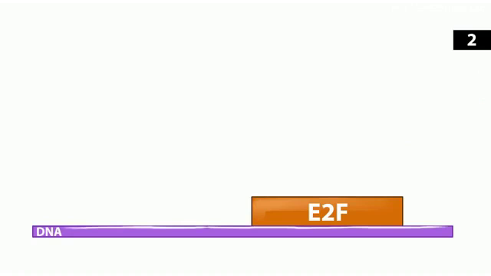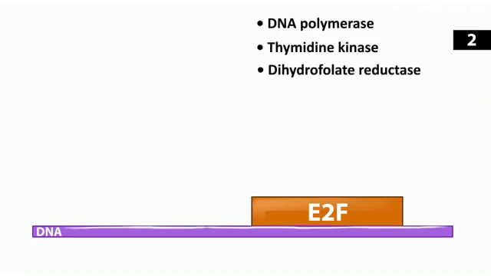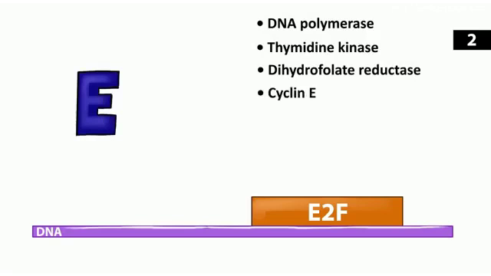So those components are things like DNA polymerase, thymidine kinase, dihydrofolate reductase, and cyclin E, all of which are needed in order to synthesize DNA. And you can't get these components unless E2F comes unbound from RB, which only happens when cyclin D and CDK4 are around. Now this is a pathway you need to know for your test. It's a picky little detail, but you need to know it.